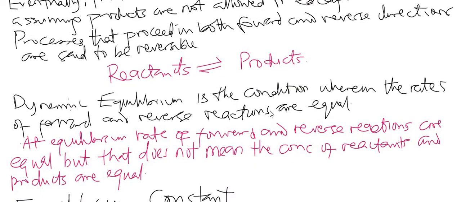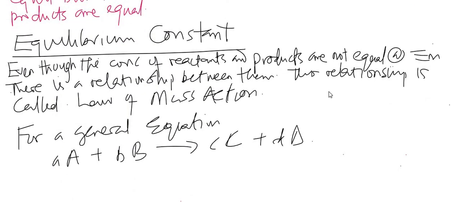At equilibrium, the rates of forward and reverse reactions are equal, but that does not mean that the concentrations of reactants and products are equal. Equilibrium constant. Even though the concentrations of reactants and products are not equal, at equilibrium there is a relationship between them. This relationship is called the law of mass action.